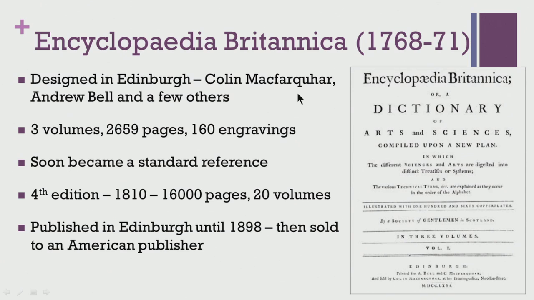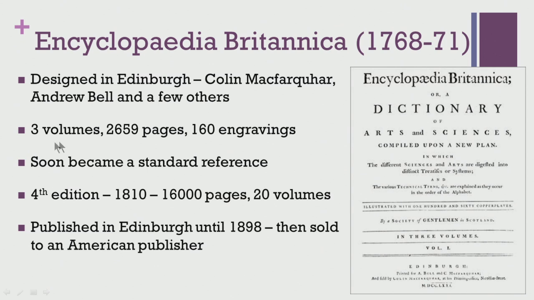Moving on, let's now take a look at perhaps the most important, most tangible contribution of the Scottish Enlightenment, the Encyclopedia Britannica. This was published over a period of time from 1768 to 71. The encyclopedia was first designed in Edinburgh, and the major designers and the major contributors included Colin Macfarquhar, Andrew Bell, and a few other significant learned personalities who were associated with various clubs in Scotland at that point of time.